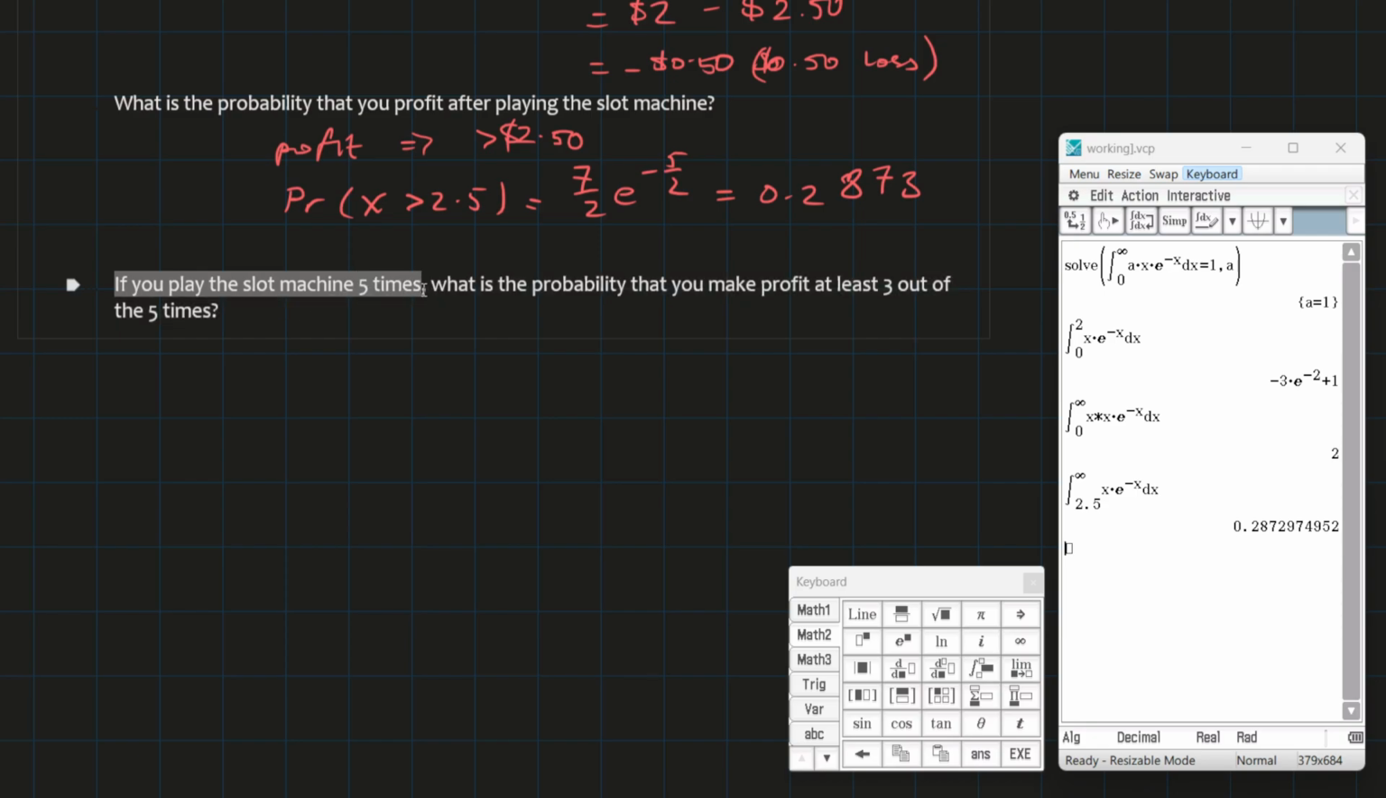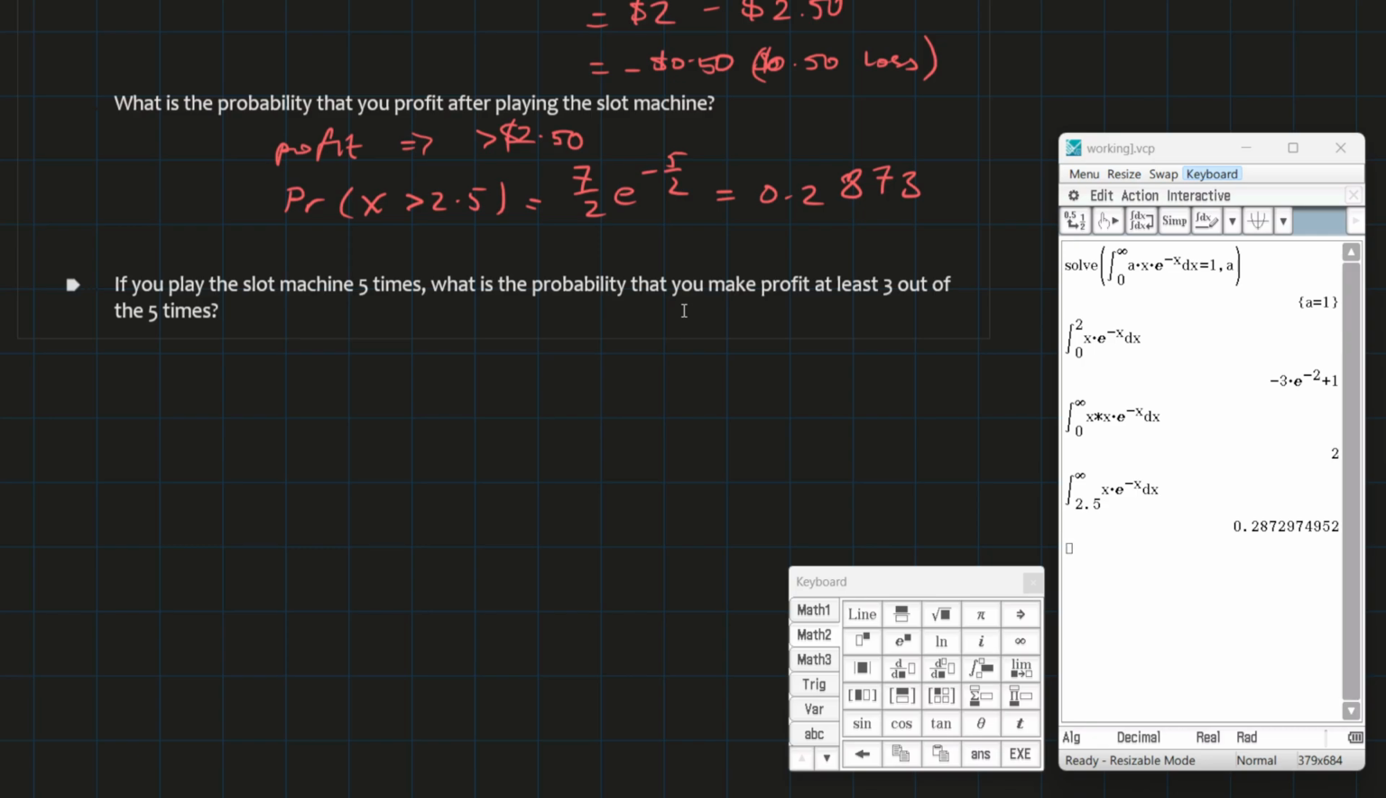If you play the slot machine 5 times, what is the probability that you make profit at least 3 out of the 5 times? Now, this is an interesting question because this is what I mentioned at the start of this video about different probability types combining. The wording of that last part of the sentence is hinting towards binomial distribution. The reason why we use binomial distribution in this case is because we're taking the event of making a profit and we're repeating that over multiple experiments or multiple trials.